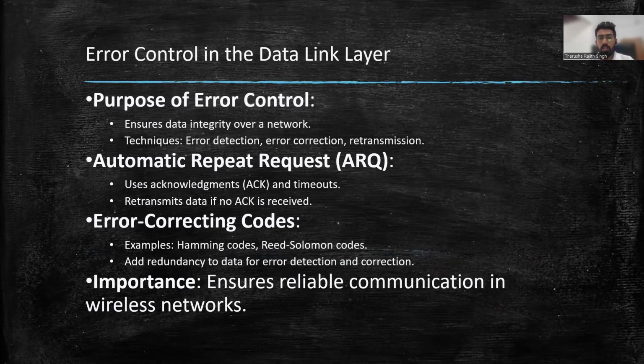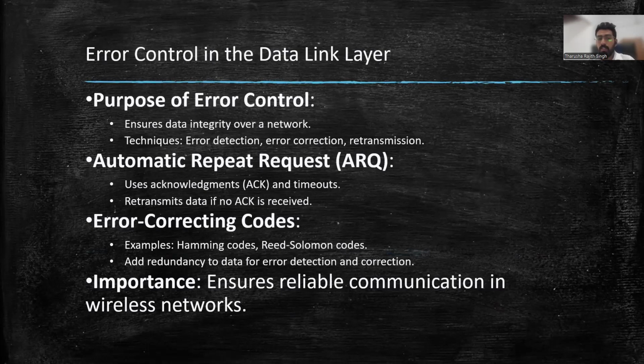The purpose of error control: the primary goal is to ensure that data is transmitted accurately and efficiently. Error detection means identifying errors in the received data. Error correction means correcting errors without requiring retransmission. Retransmission means resending the data that has been lost or corrupted during transmission.